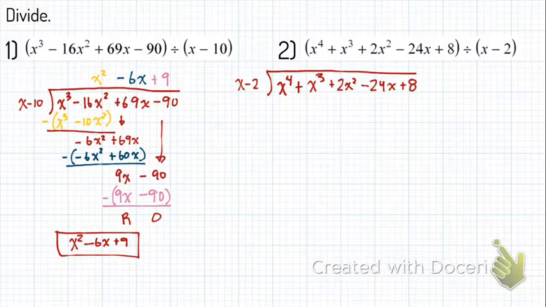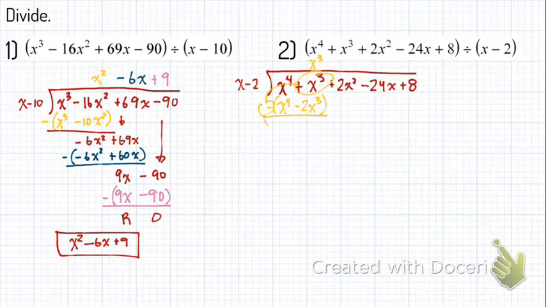Here we go. First thing I want to do, ask myself, x times what is x to the 4th? I'll go a little bit faster, okay? It's x to the 3rd. x to the 3rd times x is x to the 4th. x to the 3rd times negative 2 is negative 2x to the 3rd. Parentheses, minus sign. These two terms, x to the 4th minus x to the 4th, cancel out.